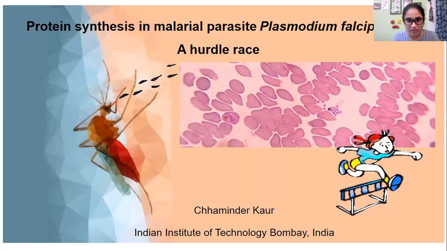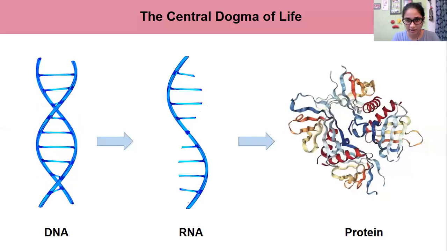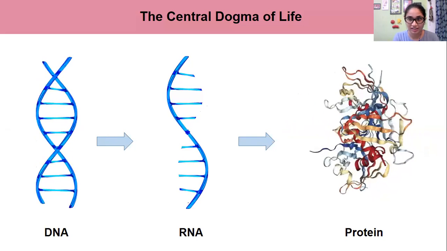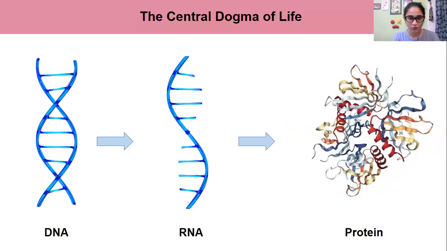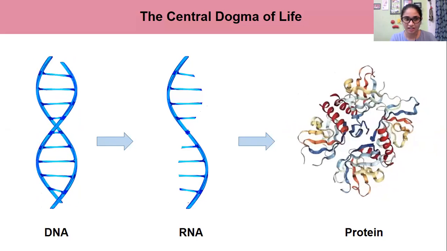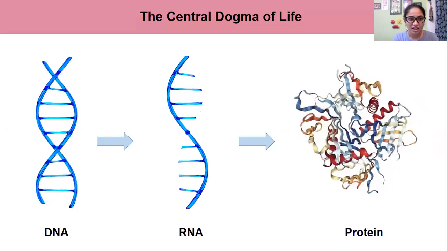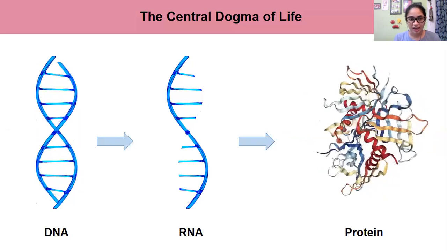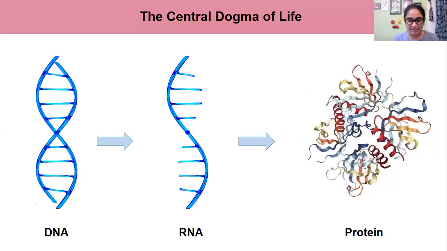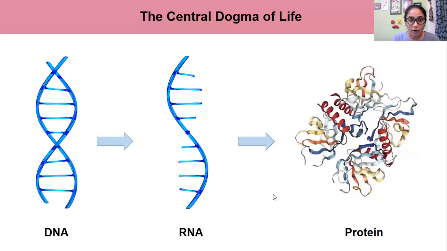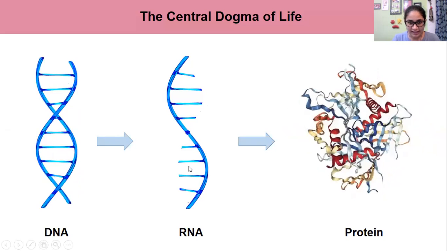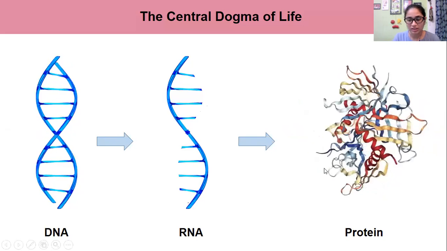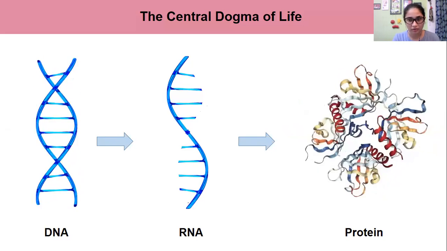Before moving on to this parasite, let's talk about the central dogma of life. The central dogma revolves around this molecule known as DNA, which you must have seen in a lot of scientific movies as well. This DNA is the encoded form of information inside our cells. It is transcribed into a molecule known as RNA, and then this RNA is used to make protein molecules. Protein molecules are an essential part of life.